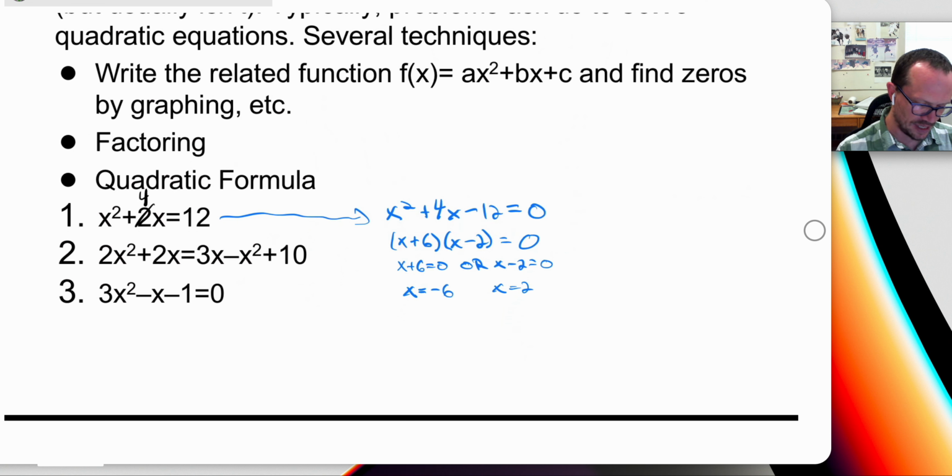If I was to solve this quadratic equation here, it's a similar process. Let's take and get ourselves another page of paper.